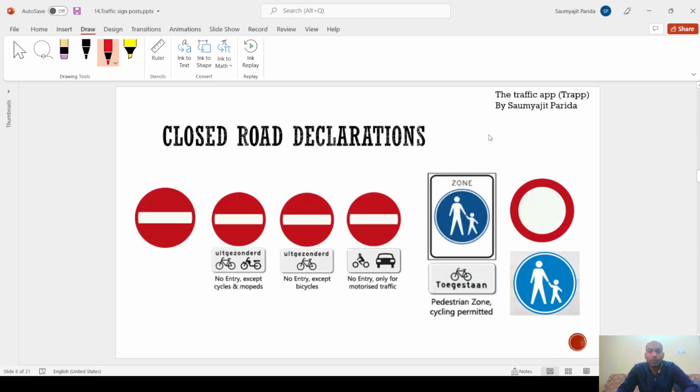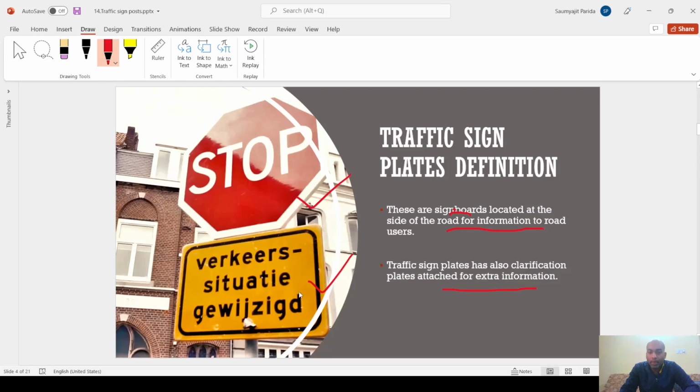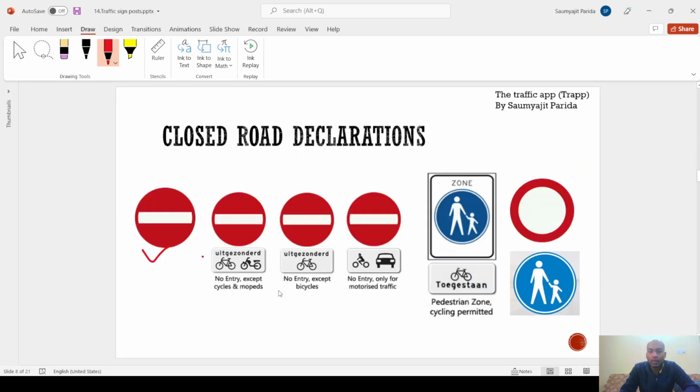Okay, moving forward. The second type of signboard: the earlier signboards were the speed limit signboards, and these are closed road signboards. If this is the signboard, then it means that the road is closed. If this is the signboard with a clarification plate like this, this is called a clarification plate. And 'uitgezonderd' means except. So the road is closed, no entry except cycles and mopeds.